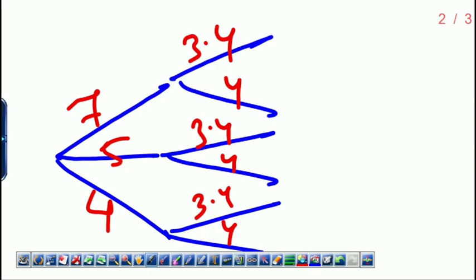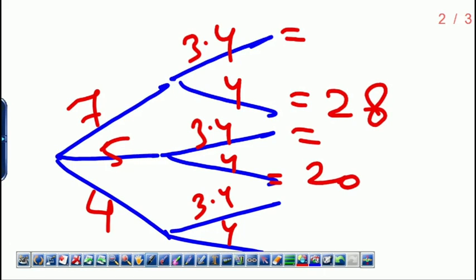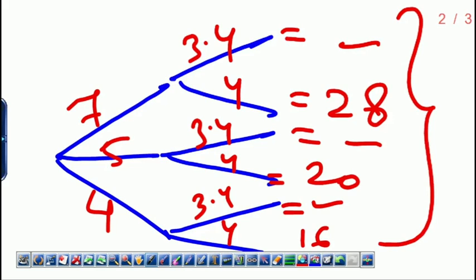So price is equal to 7 into 3.4. 7 into 4, 28. 5 into 3.4. 5 into 4, 20. 4 into 3.4, 4 into 4, 16. Please calculate the price. These are the range. Such a time pass question. Can it come in the exam? Yes, it can. It does come in the exam.